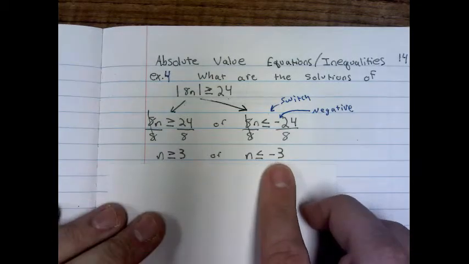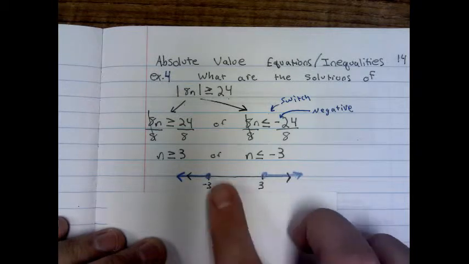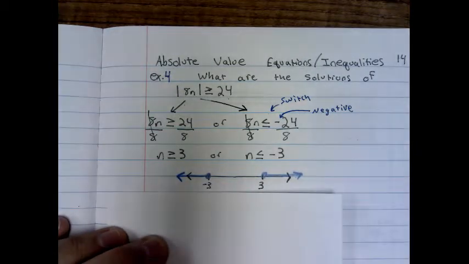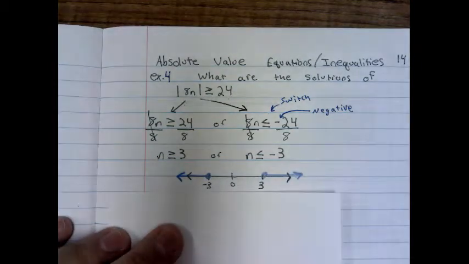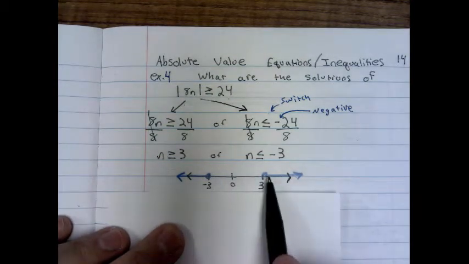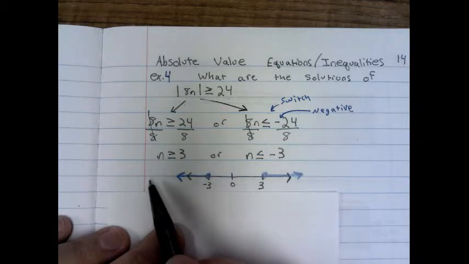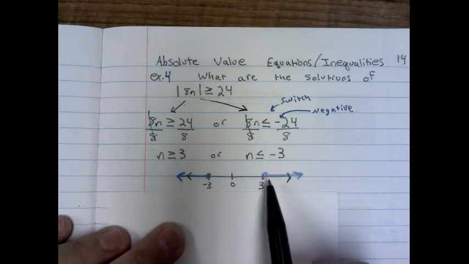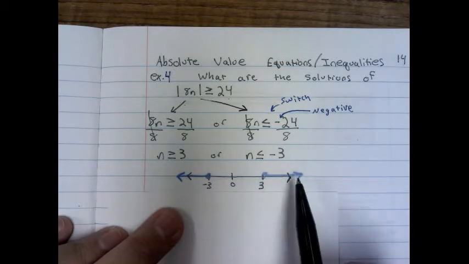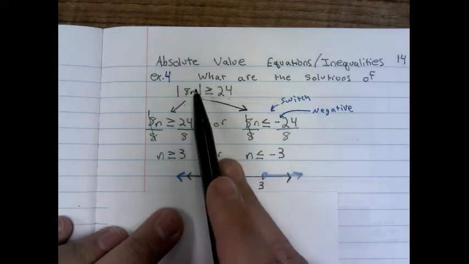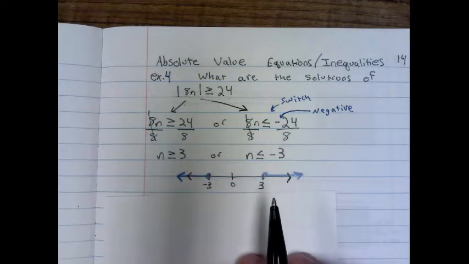And then I graph those separately. On a number line you can see negative 3 and 3, with 0 right in the middle. All of those numbers that are greater than or equal to 3, or less than or equal to negative 3, have a distance that's greater than 24 away when you multiply it by 8. So that's example 4.